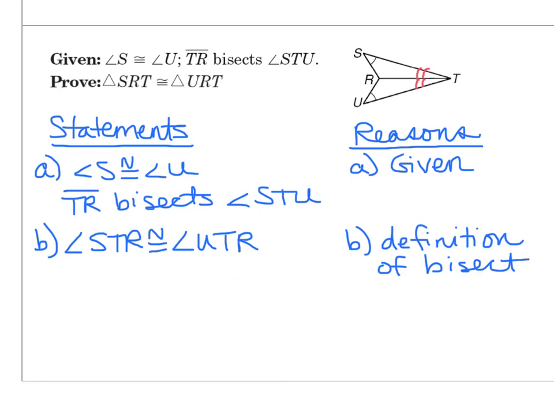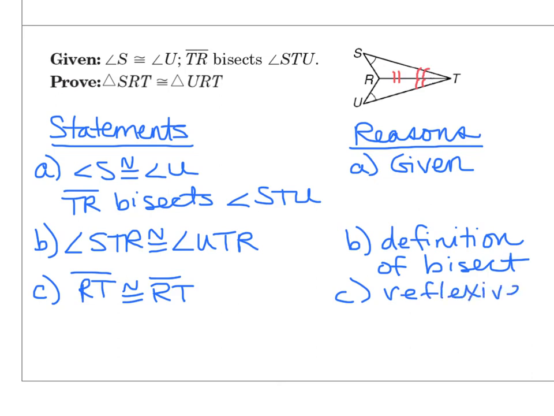Now, we've got that reflexive thing again. These two triangles are sharing side RT. So we want to write about that. We want to mark it congruent. So we'll say RT is congruent to itself by the reflexive property. And now if we look at our picture, we've got our three things here. We have angle, angle, side. So we're ready to state that the triangles are congruent.